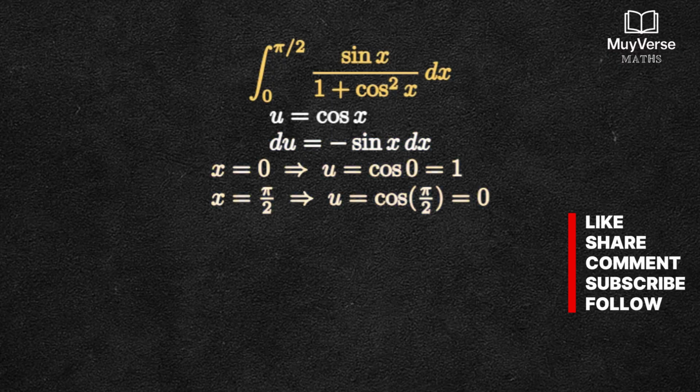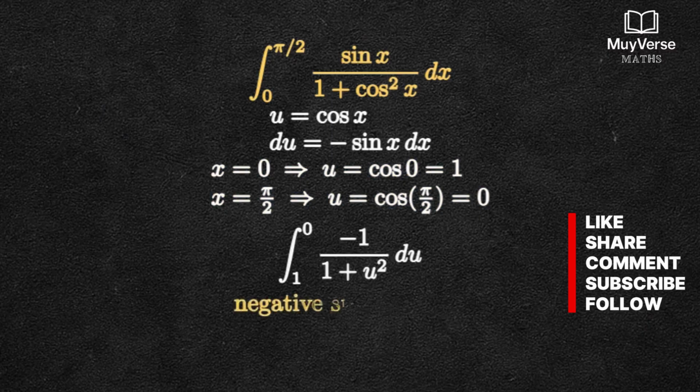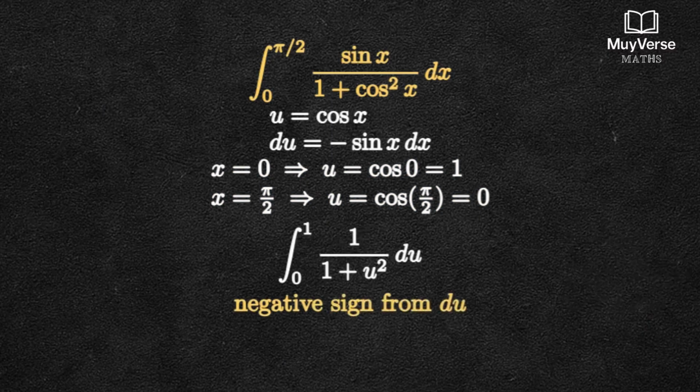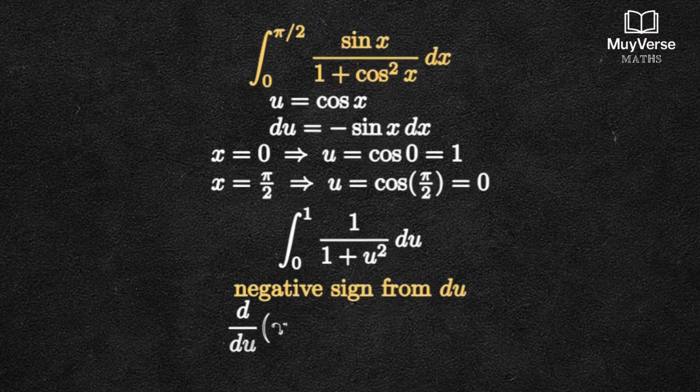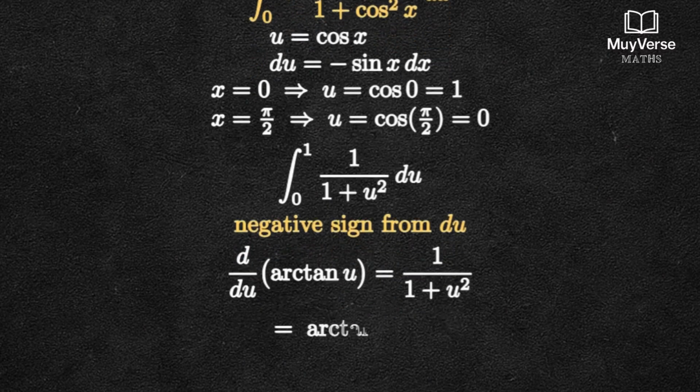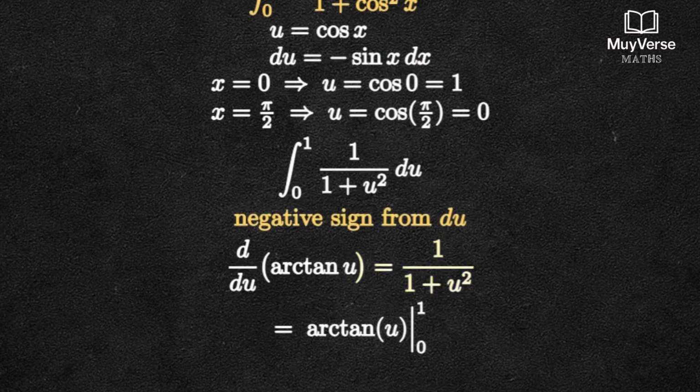Now flip the limits to remove the minus sign. Recognize the antiderivative. The derivative of arctangent u is 1 over 1 plus u squared. Evaluate at the bounds. So the value of the integral equals pi over 4.